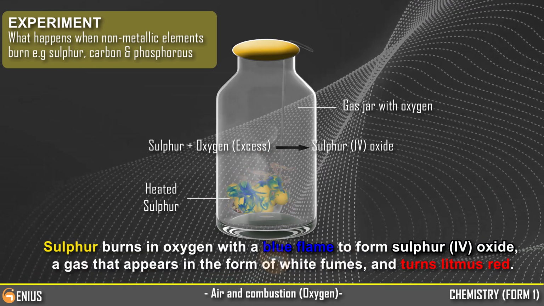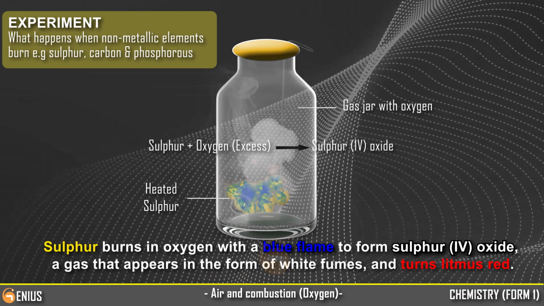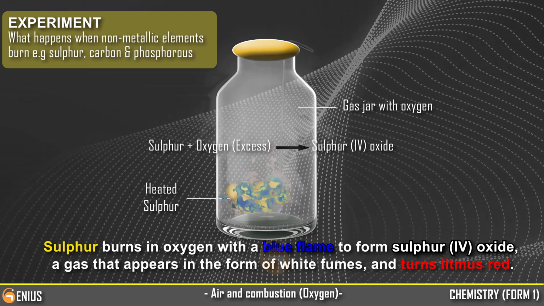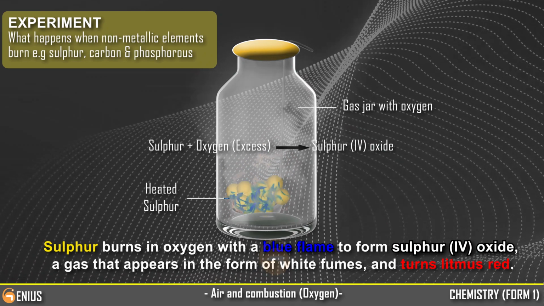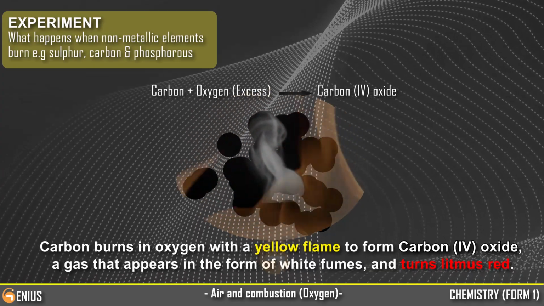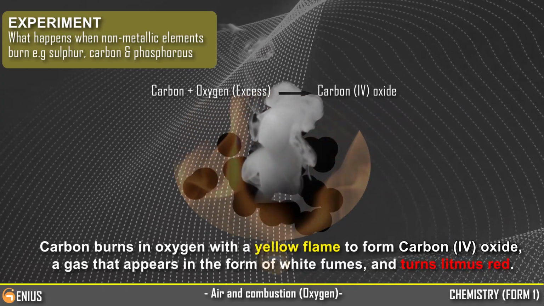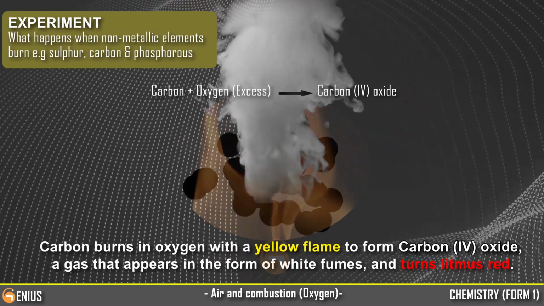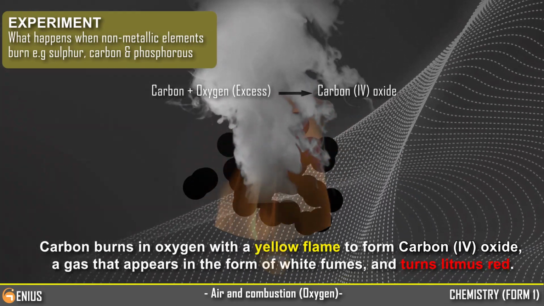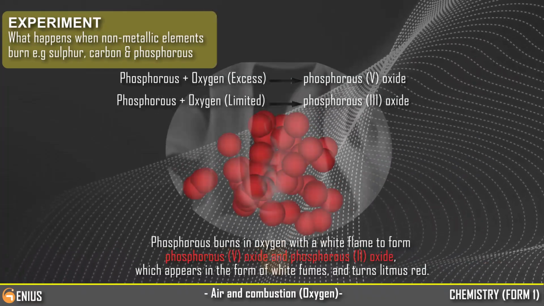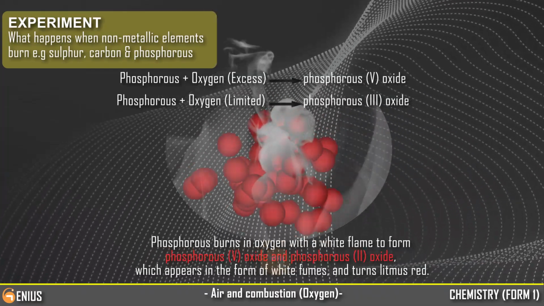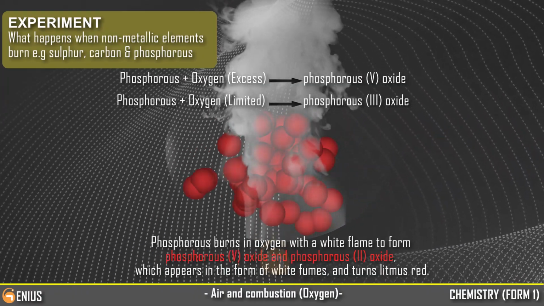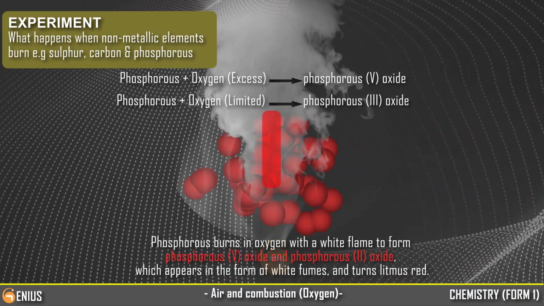Sulfur burns in oxygen with a blue flame to form sulfur(IV) oxide, a gas that appears in the form of white fumes, and turns litmus red. Carbon burns in oxygen with a yellow flame to form carbon(IV) oxide, a gas that appears in the form of white fumes, and turns litmus red. Phosphorus burns in oxygen with a white flame to form phosphorus(V) oxide and phosphorus(III) oxide, which appears in the form of white fumes, and turns litmus red.